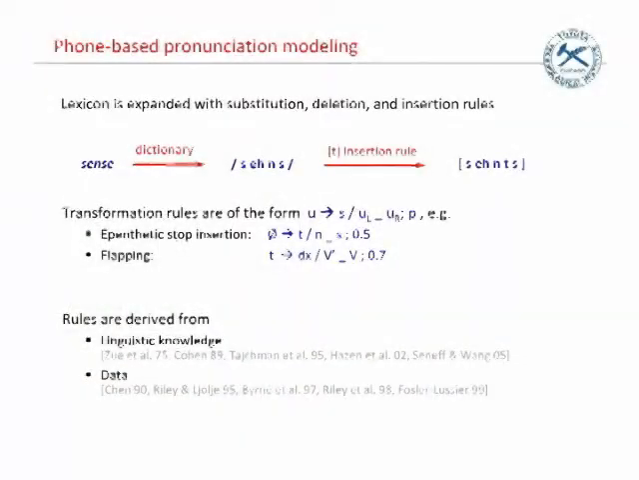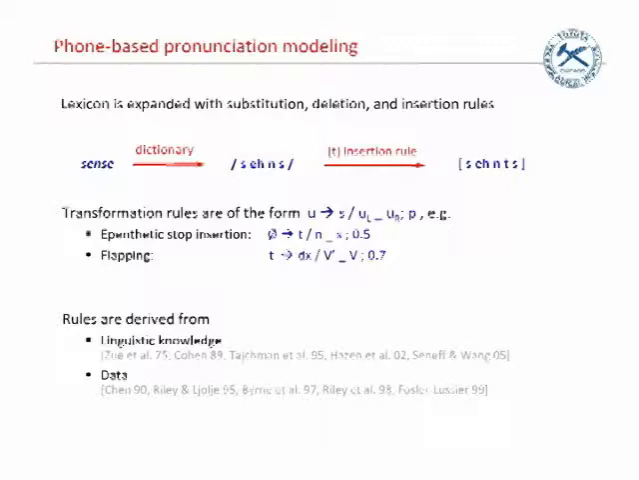And these transformation rules are typically of the form, some underlying phoneme becomes some surface phone in some left context and some right context with some probability. Okay, so you can have different rules that fire with different probabilities. So for example, in this case, we'll have the no phone becomes T in the left context N and right context S with some probability.